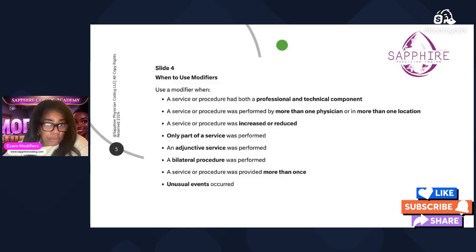Okay. So use a modifier when a service or procedure has both a professional and a technical component. In retrospect to that, I want you to go look for that. That's the TC and the 26. Study that so you can know the difference between the TC and the 26 and when to use it. Also use a modifier when a service or procedure was increased or reduced, only a part of a service was performed, or a bilateral procedure was performed, depending on which one the provider is looking at. Whatever's in his record, that's the one that you're going to use.